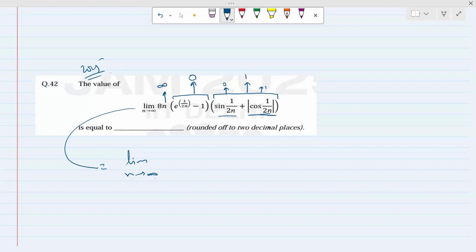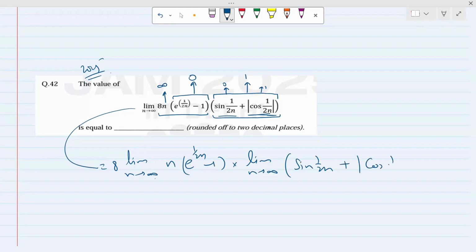Yes, sir. So if I split the limit over this function and the remaining part, then there is no harm. I can pull this out, and this is n e to the power 1 by 2n minus 1, into the limit as n tends to infinity of sine of 1 by 2n plus cos of 1 by 2n. This part will be 0 plus 1, that's 1. So we just have to tackle this part then. This is 0, this is infinity, so the 0 into infinity form.